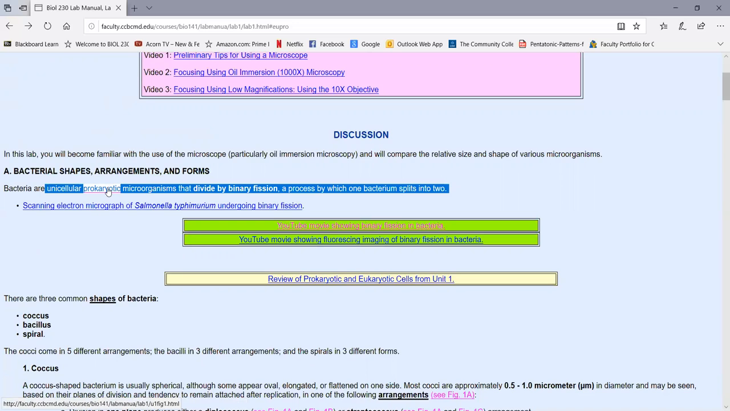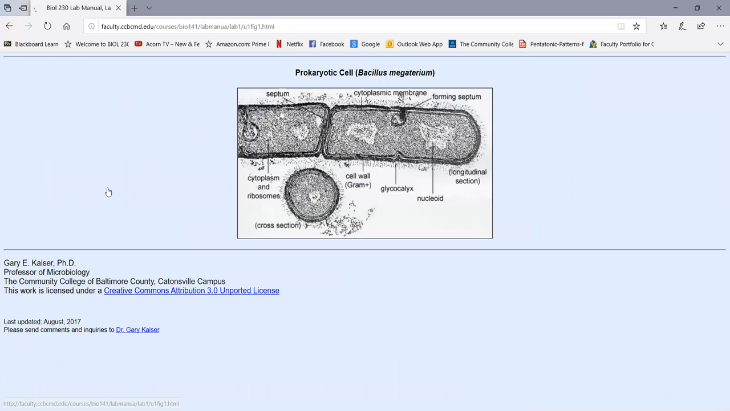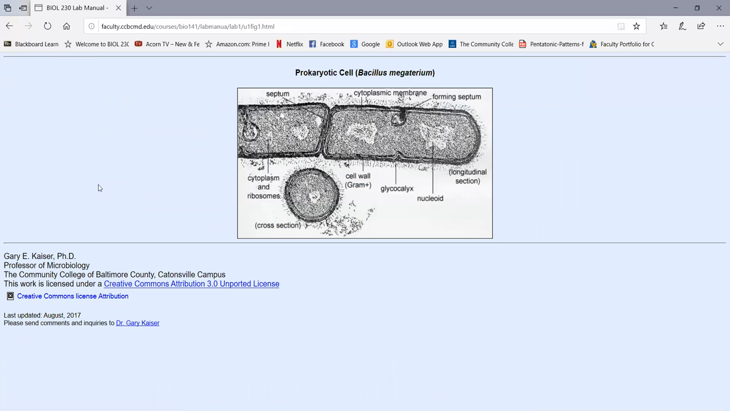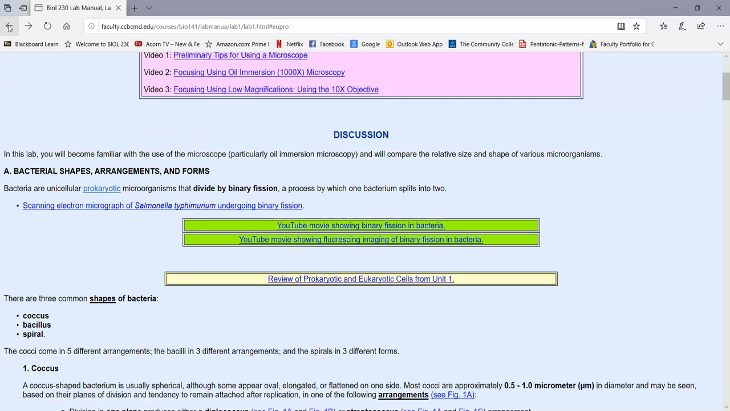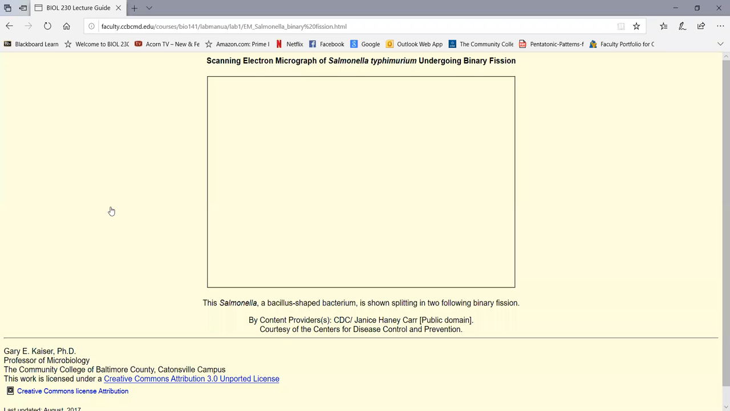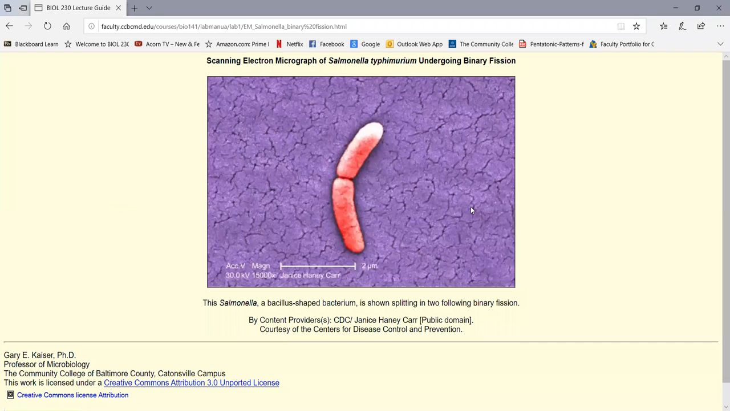So for example, here's a scanning electron micrograph of a bacillus that's dividing as seen under an electron microscope. And this shows the characteristics of a prokaryotic cell: no nuclear membrane around the DNA, no internal membrane-bound organelles. And here's a scanning electron micrograph of Salmonella dividing, undergoing binary fission.